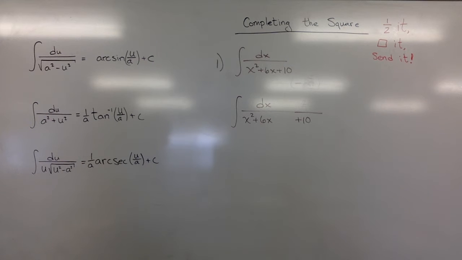Take half of 6, square that number, and then we can't add it to both sides because there's no equation there, but we're going to add it and subtract it. If I take half of 6, I get 3. 3 squared is 9. If I add 9 and subtract 9 in the same place, there's a net gain of 0. But we do have a perfect square. So see what happens here.